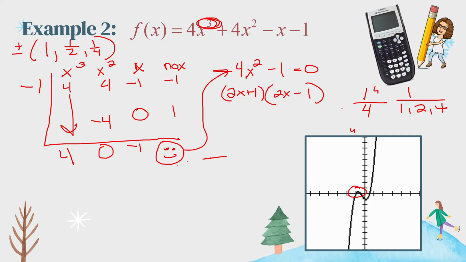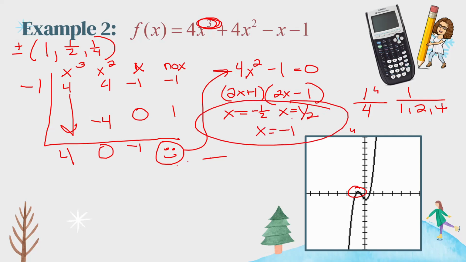So my two answers from those are x equals -1/2, x equals +1/2, and then don't forget the guy that started it all, -1. If you look at this problem, yeah, it's probably right? Look at your picture of your graph.